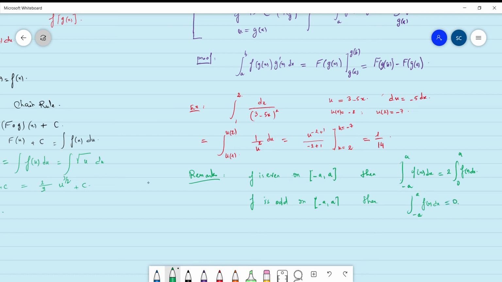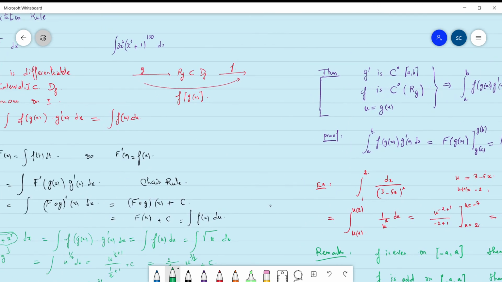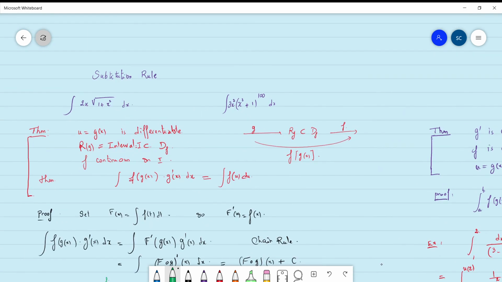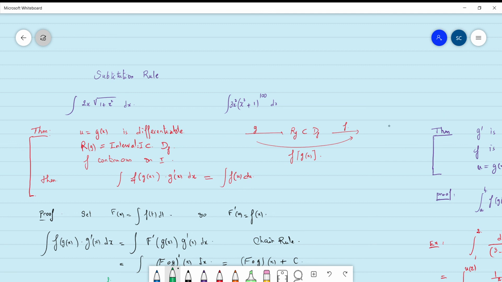Okay, and the proof uses the change of variable u equal minus x. So you can do it as an exercise, use u equal minus x and write things well. So this is about the substitution method. It's a simple idea, but it allows us to do plenty of calculations. It simplifies a lot of calculations.